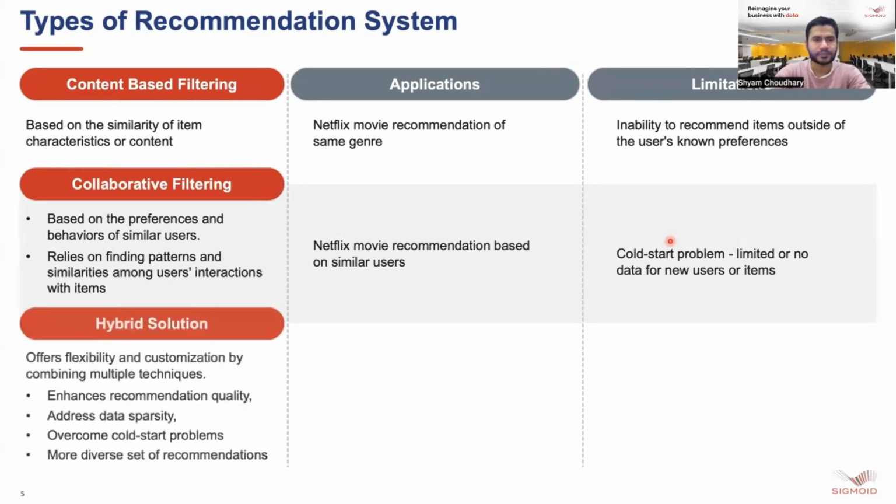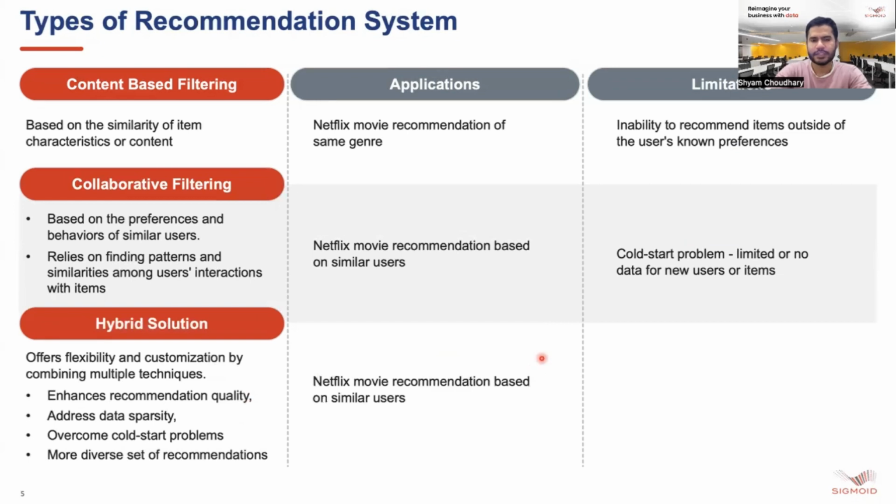The third type we have is the hybrid solution. This kind of recommendation system is a combination of two other different recommendation systems. For example, a content-based recommendation system and a collaborative recommendation system can both be combined to provide a hybrid solution. They have their advantages, like helping in enhancing recommendation quality. It will address the problem of cold start as well as the data sparsity problem, and it will provide a more diverse set of recommendations.